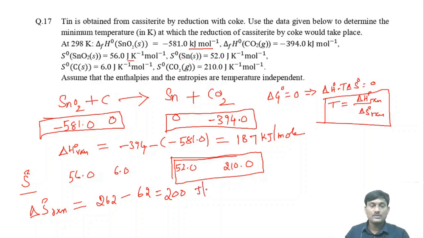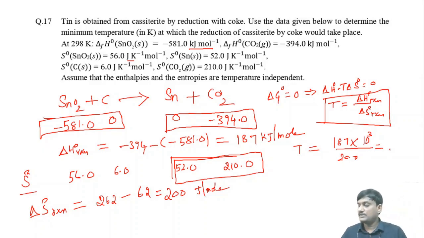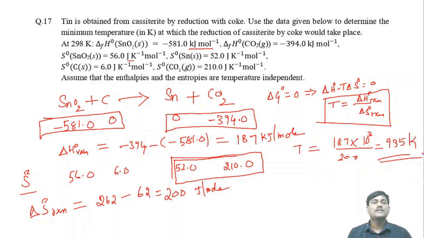This is per mole. Then what is the temperature? T is equal to delta H of reaction, 187, this is in kilojoules, so you have to convert into joules, 10 cube joule per mole, divided by 200 joule per mole. So finally, what is the temperature? It will be around 935 Kelvin. This is the minimum temperature at which reduction of cassiterite by coke would take place.